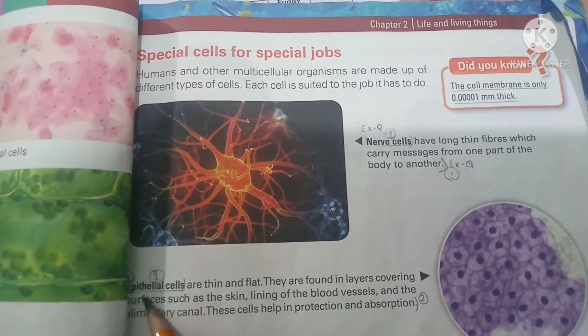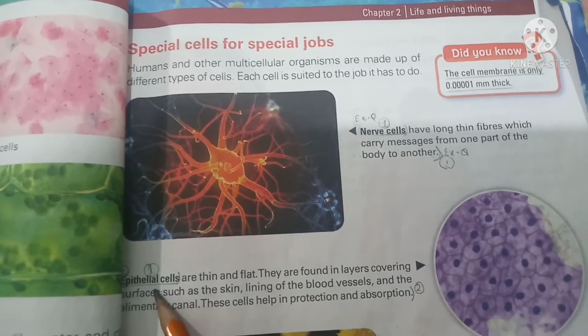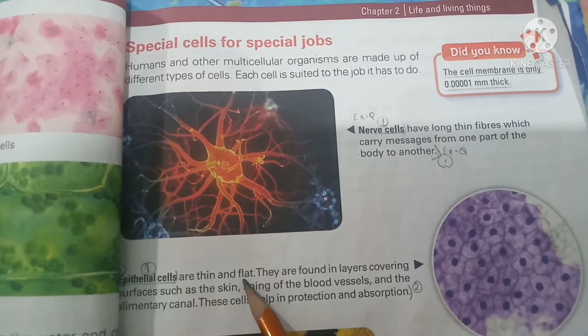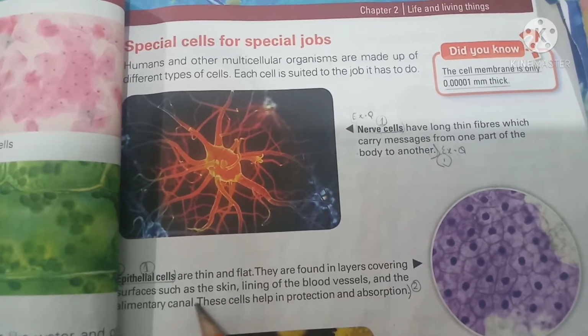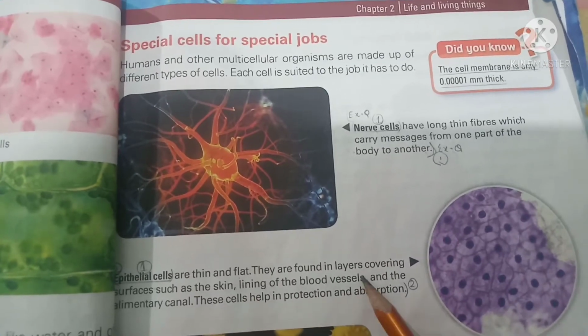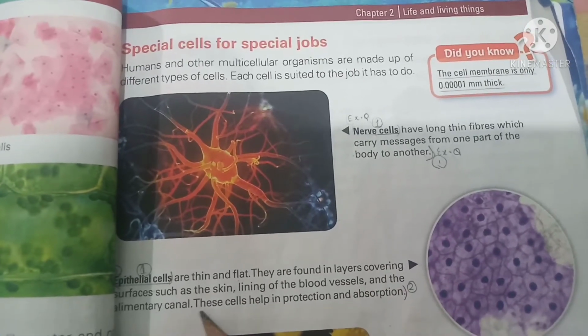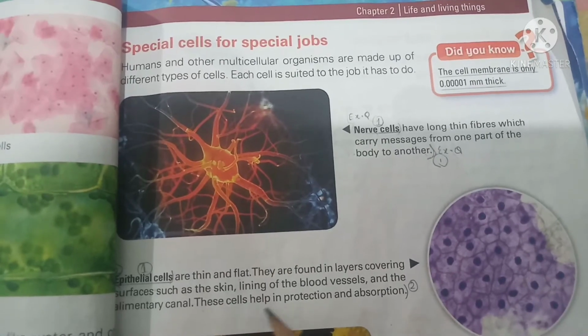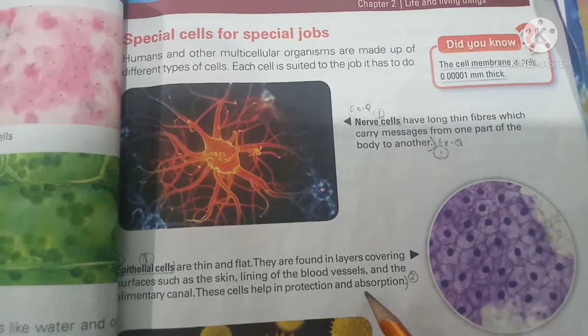The next one are epithelial cells. Epithelial cells are thin and flat. They are found in layers covering surfaces such as the skin, lining of the blood vessels, and the alimentary canal. These cells help in protection and absorption.